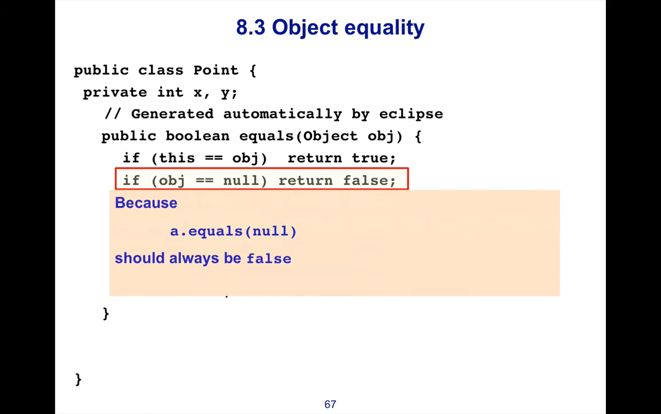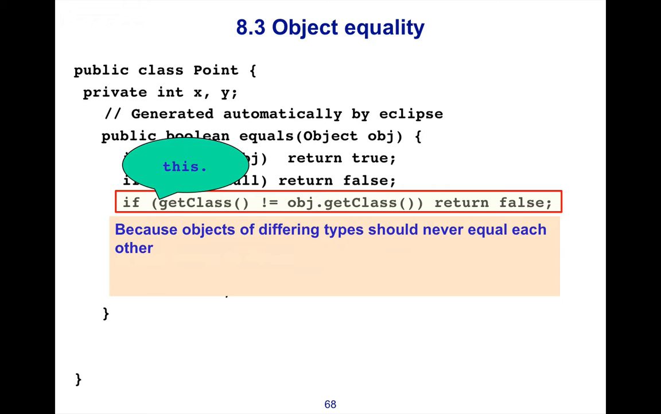The next test is a fancy way of asking whether the type of this object and the type of the other object are exactly the same. Are we comparing two colors, two strings, two points? If we're not, we're comparing, let's say, a color to a point, we have to return false. So if this.getClass, the type of this object, is not equal to obj.getClass, the type of the other object, we immediately return false and don't go any further.